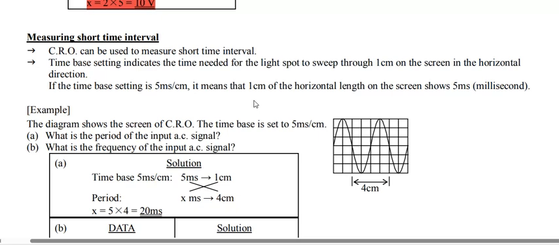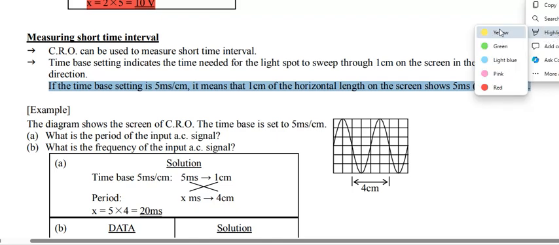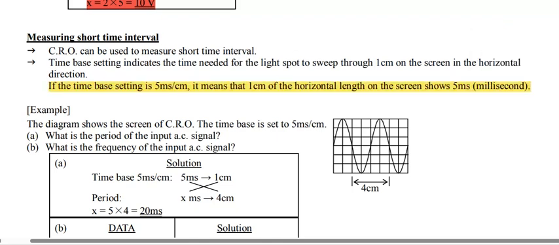How do we measure the time interval? We have an example where we are told that if the time base setting is 5 milliseconds per centimeter, it means that 1 centimeter of the horizontal length on the screen shows 5 milliseconds. That is what it shows.